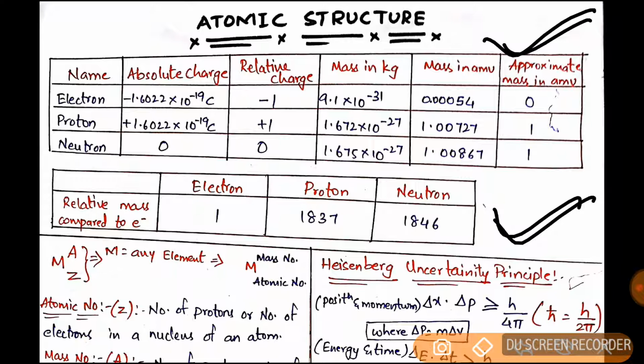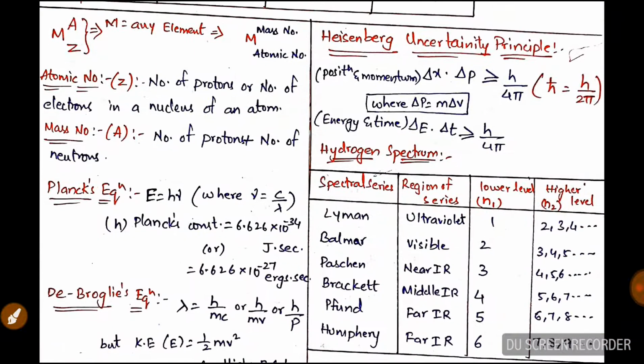And if you could see this left side box, that is M A Z, where M is any element. And some might forget the way to write mass number and the way to write atomic number. So mass number, as it is heavy, is written above, and atomic number is written below. I'll just roll it down. So as you could see, atomic number is denoted by Z. Atomic number is nothing but the number of protons or number of electrons in the nucleus of an atom. And mass number is denoted by A. It is nothing but the number of protons plus the number of neutrons. I've just written plus over there.